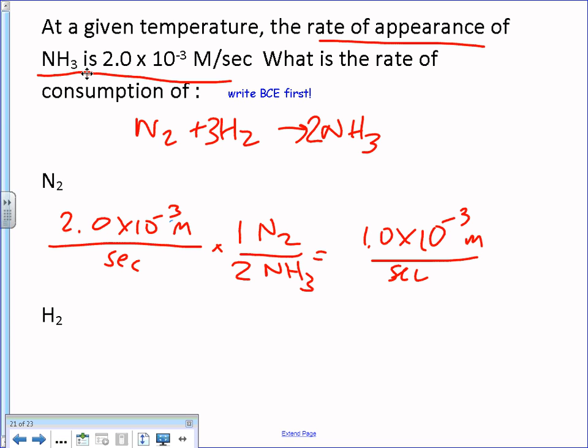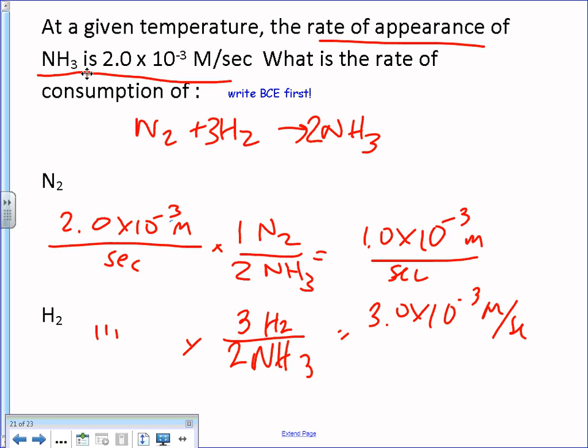So then what would hydrogen be? 3.0. So what's the ratio? 3 over 2. So 3 over 2 would create a 3.0 instead of a 1.0 times 10 to the negative 3. So it'd be this still times 3 hydrogens over 2 ammonias and give us 3.0 times 10 to the negative 3 molar per second. Okay, that's it. So that's relative rates, kind of absolute rates, some stuff with graphing. We will use graphs a lot. So please make sure you're paying attention to the units and the axes on these graphs, okay?